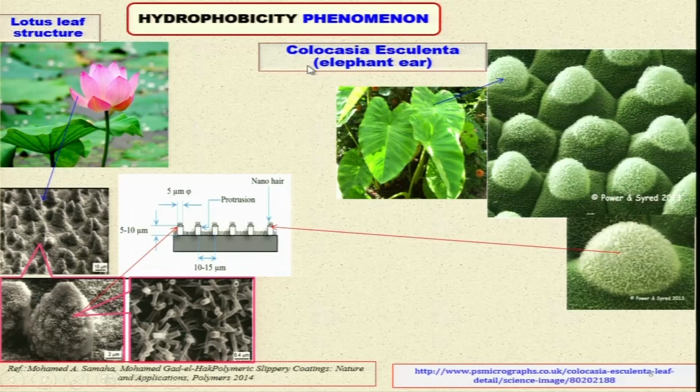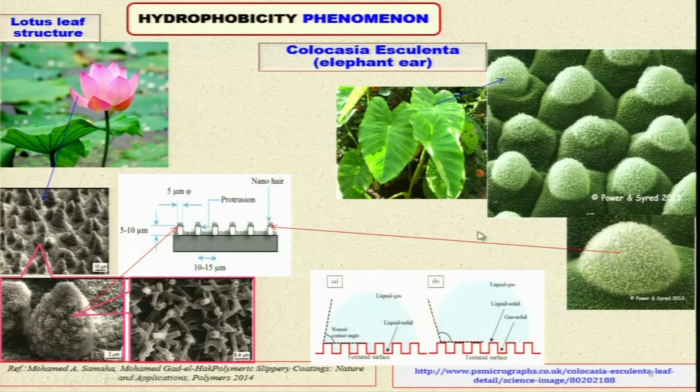This is another example, colocasia or elephant ear, that you can see over here. These are the micropillars on this particular leaf. This is the highly magnified view of this particular leaf, and you can clearly see these are the micropillars, and over these micropillars nano hairs are there. So, you can see micropillars, and there are some small pillars over these pillars, and these are the micropillars and nano hairs, and this makes it a hydrophobic surface.